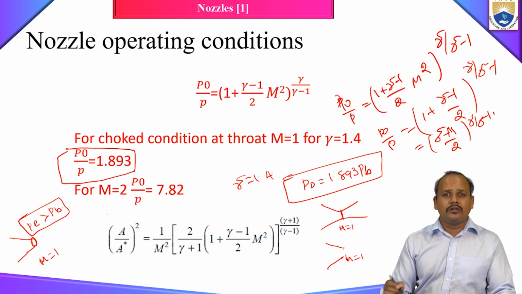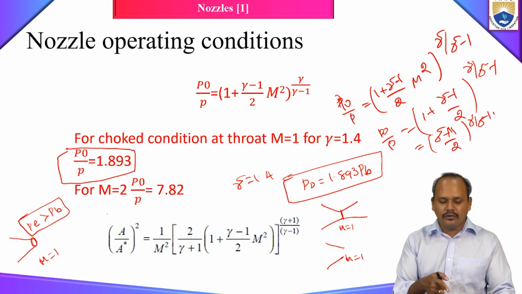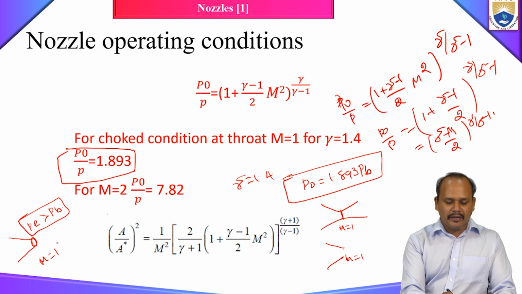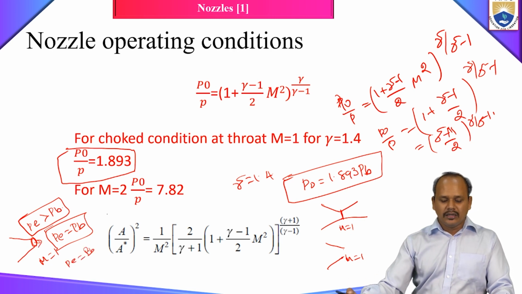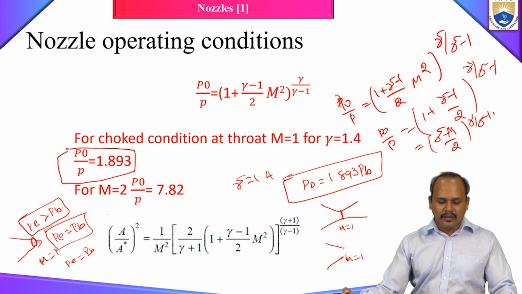your convergent nozzle will produce subsonic flow. If I give exactly 1.893 times your PB, at the exit you will have M equal to 1 and PE will be equal to PB. For subsonic flow, you will always have PE equal to PB. What does it mean? All the given pressure energy is converted into kinetic energy, so at the exit your exit pressure will be equal to the back pressure.